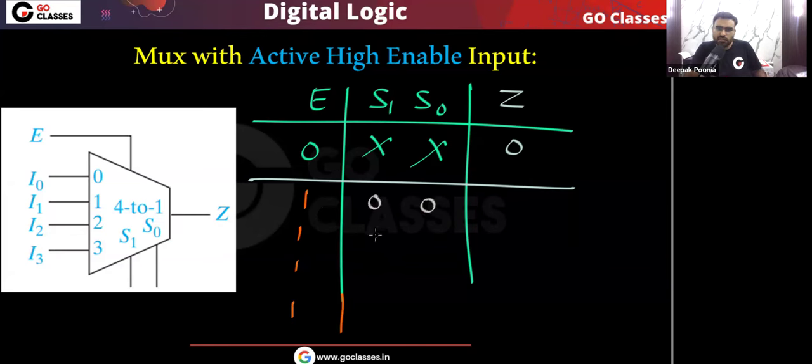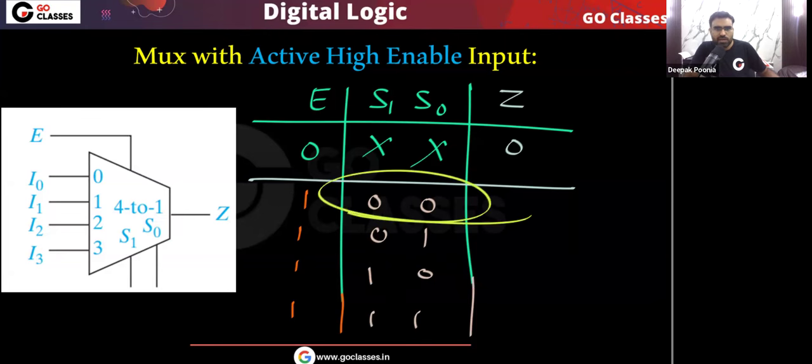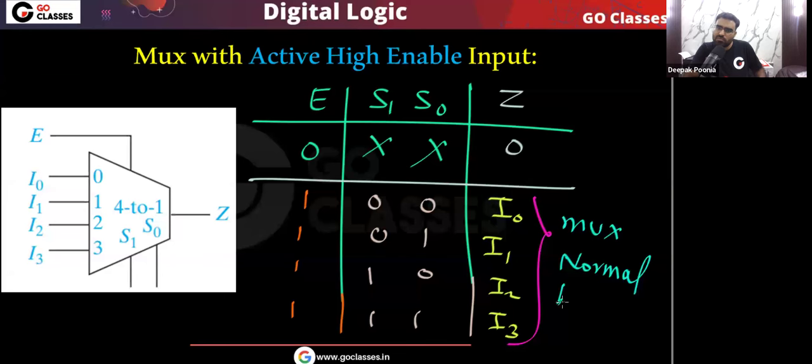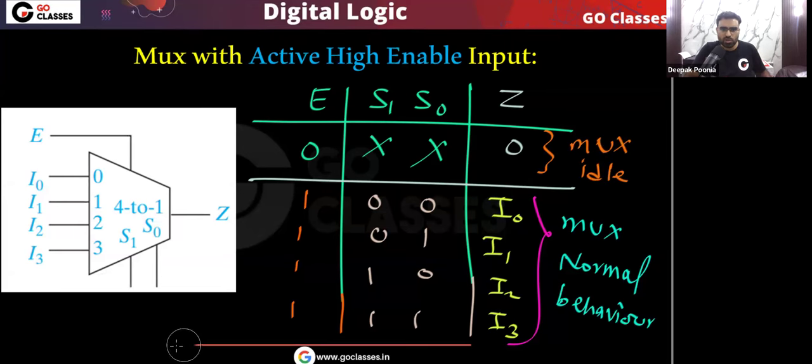So you can see S1 S0: 0 0, 0 1, 1 0, 1 1. What will be the output? When S1 S0 are 0 0, output will be I0, then I1, I2, I3. Okay, that's it. So you can easily see that here normal behavior is happening. Yes or no? Mux normal behavior. And here you can notice here we have mux idle. And if you want to write the equation, that also you can write.